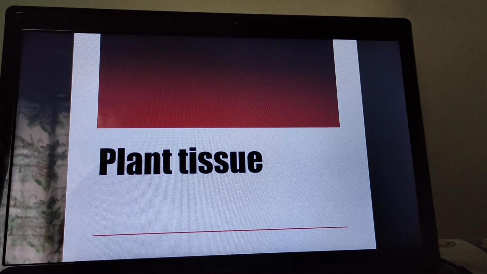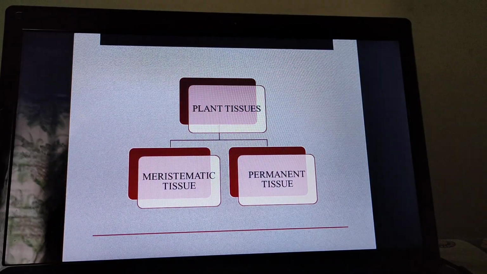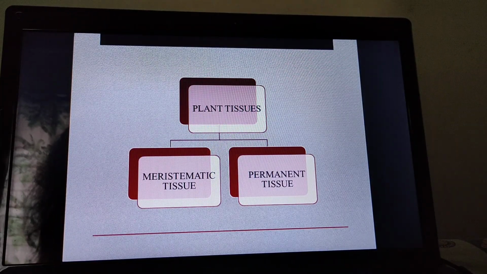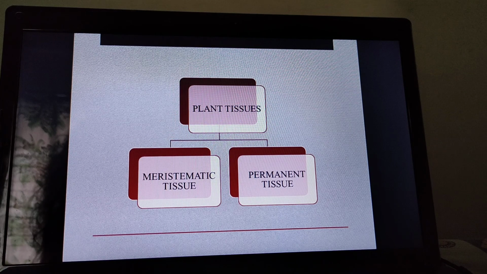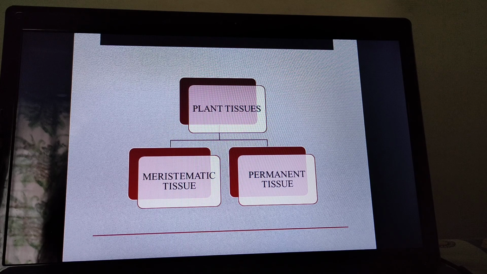Going to know about plant tissue. Plant tissue are of two types. What are the types? One is meristematic tissue, another one is permanent tissue. Meristematic tissue are dividing tissue and permanent tissue are non-dividing tissue.